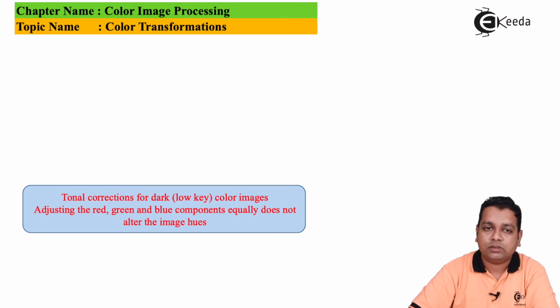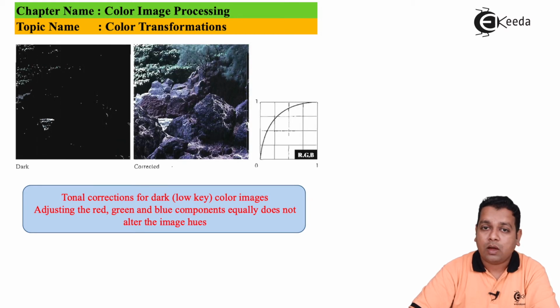So here this is the dark image, the input. After correction we get this output for the image sample, and the responsible function is having this particular nature, opposite to the previous one we have shown on the earlier slide.